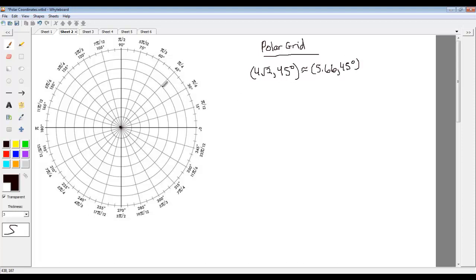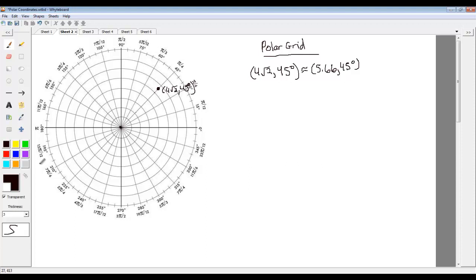So at 45 degrees, from the pole, you count out, each circle is a unit. So you count out 1, 2, 3, 4, 5. 5.66 is just a little past 5.5, and you put a dot there. And that dot represents 4 square roots of 2, 45 degrees in the polar coordinates.